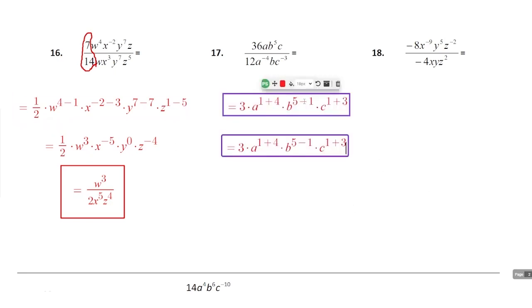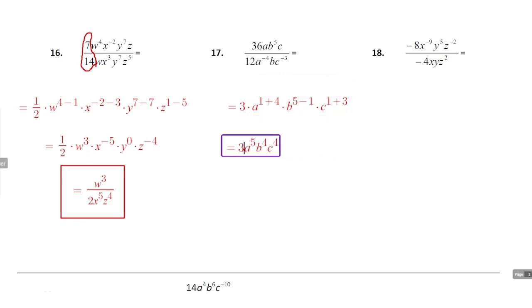So here I've got 3 times a to the 1 plus 4 is 5th. 5 minus 1 is 4. 1 plus 3 is 4. And we actually don't get any negative exponents on this, so we can just leave it as 3 times a to the 5th times b to the 4th times c to the 4th.